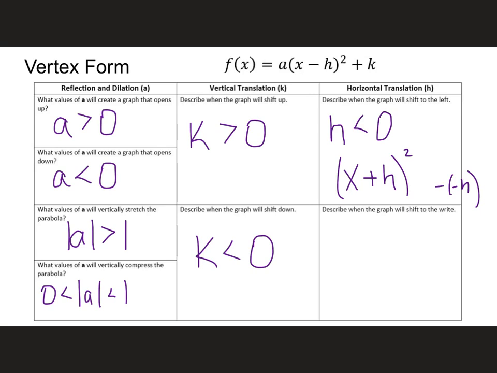Same thing for shifting to the right. Not right that way, but, right. If h is greater than 0, then it will shift to the right. That means in the equation, it's going to stay subtraction because h is positive and it's not going to change subtraction over to addition. So the horizontal translations are a little trickier, but I hope that is enough explanation for you to understand.